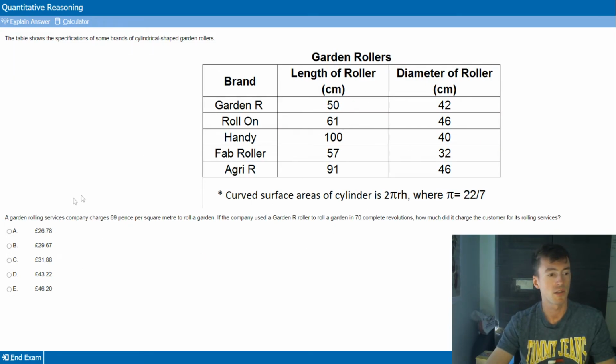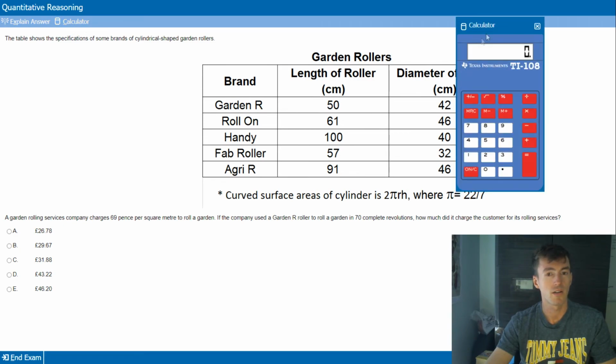Okay, so the next question we have is a garden rolling services company charges 69p per square meter to roll a garden. If the company uses garden roller R to roll a garden in 70 complete revolutions, how much did it charge the customer for its rolling services?